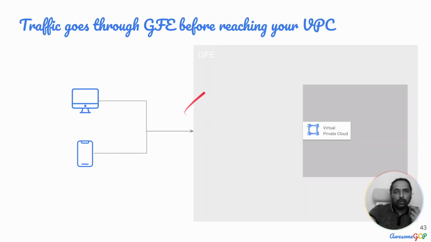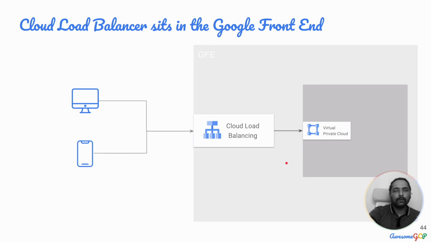So to illustrate this differently, the traffic arrives here at the Google front end, and then there is a virtual private cloud that you've defined within Google Cloud entirely. The cloud load balancing happens at the Google front end. So the first point of connect would be within the Google front end, and the load balancing happens here to say if it should be sent to one particular region or another region within the virtual private cloud that you have created.